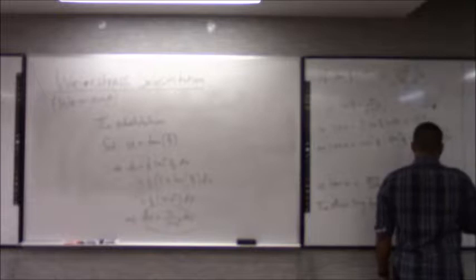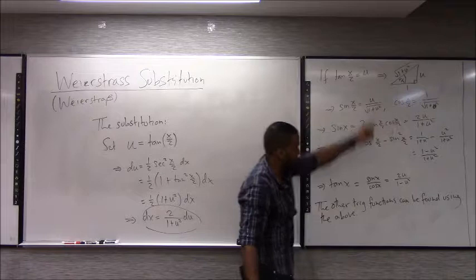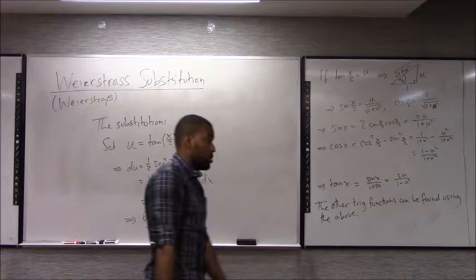Or at least found using the above. If you want to find cosecant, it's 1 over sine: 1 plus u squared over 2u. The secant is 1 over cosine: 1 plus u squared over 1 minus u squared. And the cotangent is 1 over tangent: 1 minus u squared over 2u.